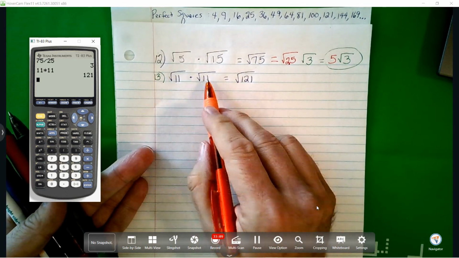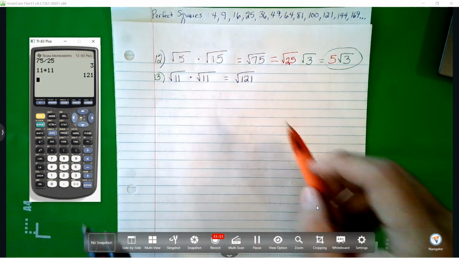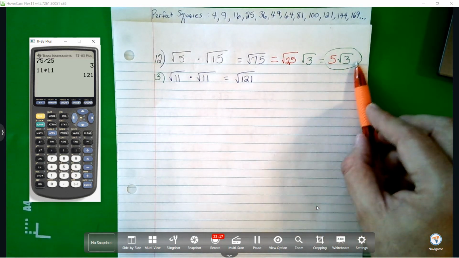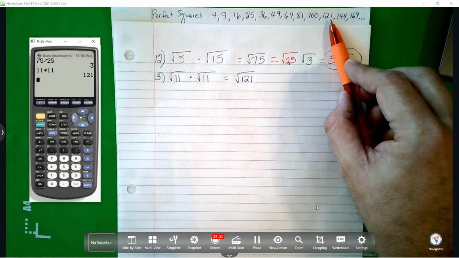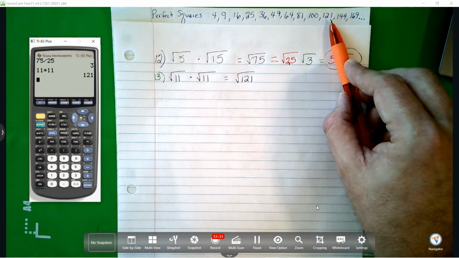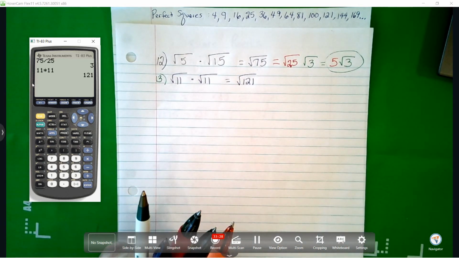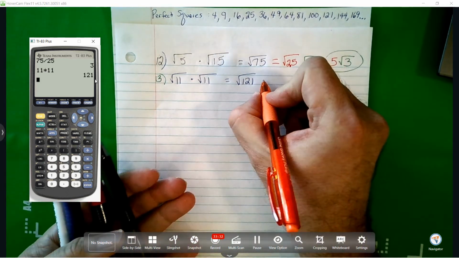So I multiplied the 11 times 11, and now I need to simplify square root of 121. Well, am I going to have to do this, or is 121 a perfect square? Well, yeah. What's the square root of 121? Well, you have it written right there. 11 times 11 is 121.